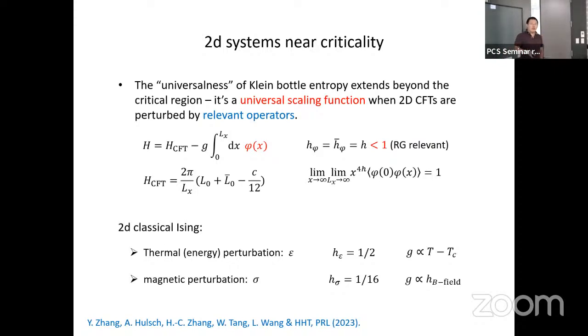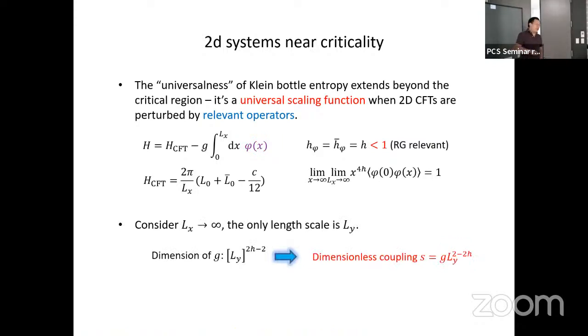And I want to show that in this case, you also have a universal entropy, but now it takes the form of a universal scaling function. The argument turns out to be extremely simple, and you just need some dimensional analysis. And here again, I consider Lx goes to infinity and Ly is finite. In this case, you need to count the dimension of this coupling constant. Actually, the dimension of this coupling constant depends on the conformal dimension of phi. And it's quite easy to see that the dimension of g is Ly to the power of 2h minus 2, because Ly is now the only length scale in your system. H is the conformal dimension. And then you see that if h is less than 1, of course, if you increase system size, then the coupling increases, which indicates that it's indeed a relevant perturbation.